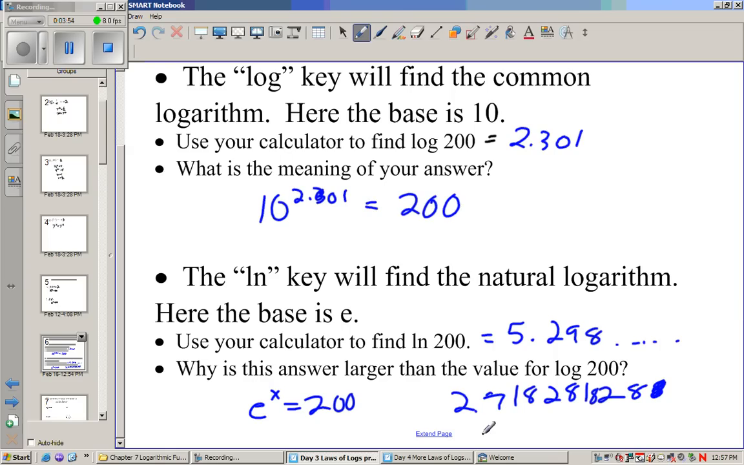So if I have 2 point something to a power, or 10 point something to a power, you need to raise this to a bigger power to get up to 200. So that's why this is higher than that.